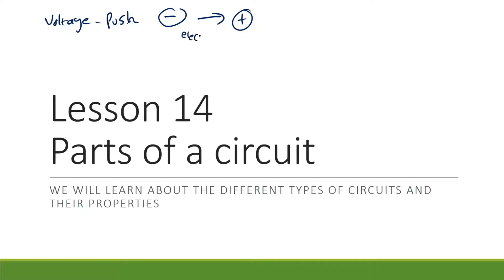The more electrons it pushes, the more the current is. The current is the flow. If it's pushing a lot of electrons, then we have a high amount of flow. If it's pushing not very many electrons, we have a low flow. The higher the voltage, the higher the current.